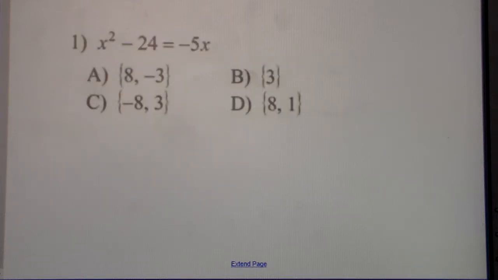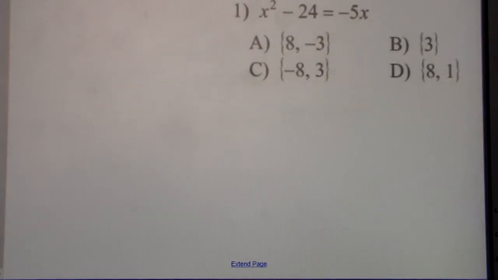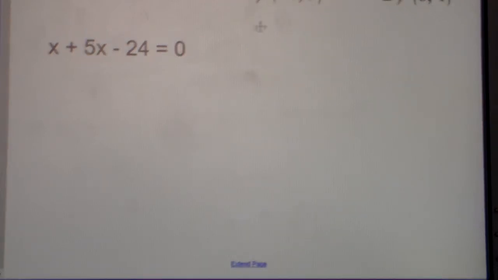Alright, so moving on, problem number 1. We have x squared minus 24 equals negative 5x. What we first got to do is use inverse operations and put things into standard form. So we have to move this negative 5x to the other side. When we do that, we're going to add 5x to both sides. We're going to get this equation right here: x squared plus 5x minus 24 equals 0.